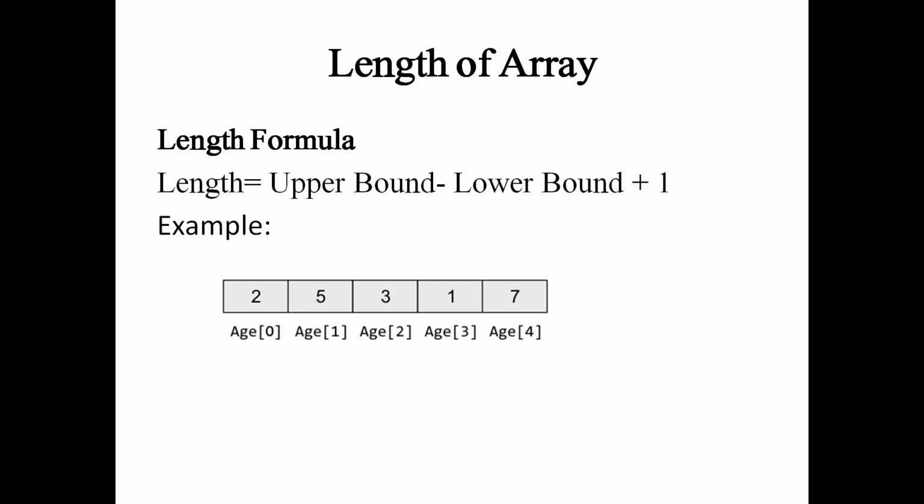Next, the length of an array. Length means the total number of elements. The array contains 5 elements here, as you can see on the screen. So for finding the length of an array, we can use the formula upper bound minus lower bound plus 1. Upper bound, here you can see the last index is 4, and lower bound, here you can see, is 0, plus 1 gives you the length of the array, which is nothing but 5. So this array contains 5 elements. Length equals 5. So it is a very straightforward exam question.